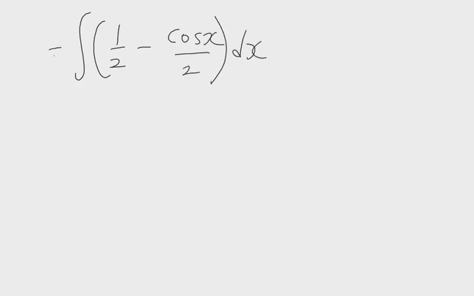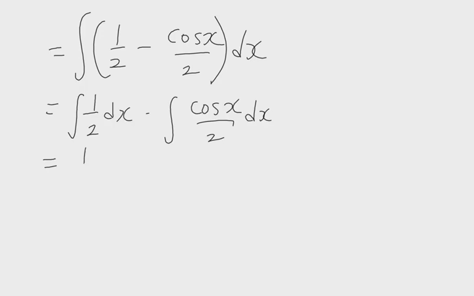So we have the integral of 1 over 2 minus cos x over 2 dx. So we can have it as integral of 1 over 2 dx minus integral of cos x over 2 dx. And that will be 1 over 2x. Now, the integral of a constant dx is going to give us constant times x plus 2, or plus b, where b is also a constant.